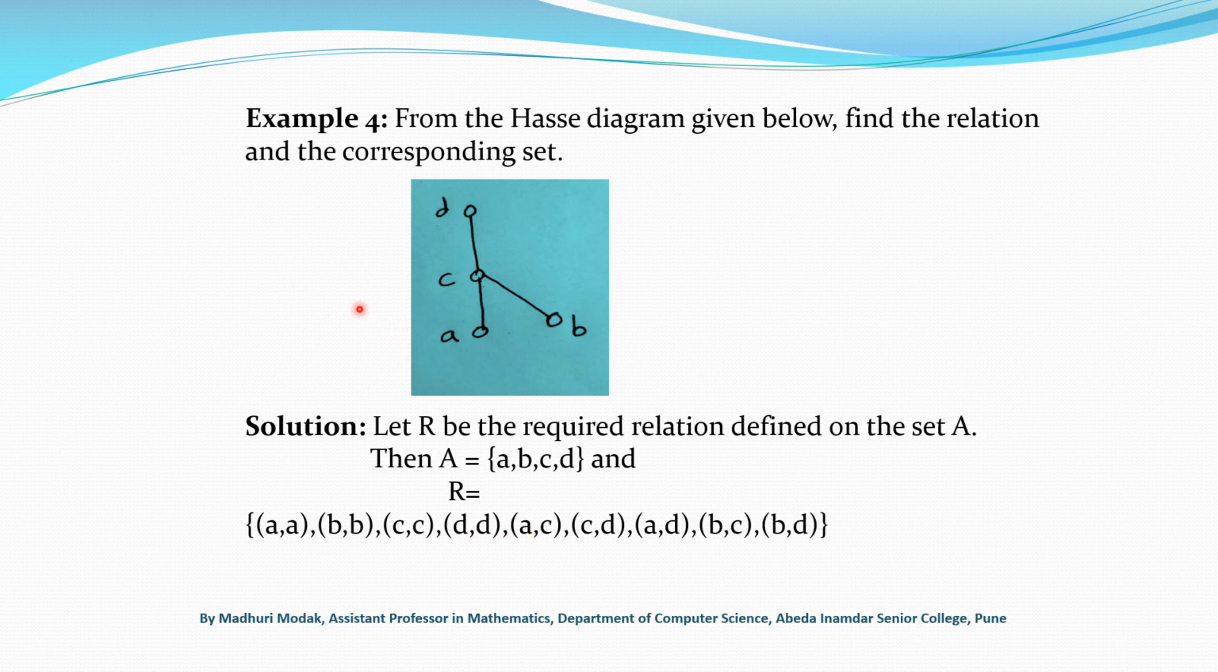Now above b, c is there and from b to c there is a line segment, so it is the pair (b,c). Now (c,d) we have already written. By transitivity, b is related to c and c is related to d, which means b is related to d. So these are the pairs present in that relation. So from the Hasse diagram also we can interpret the relation.